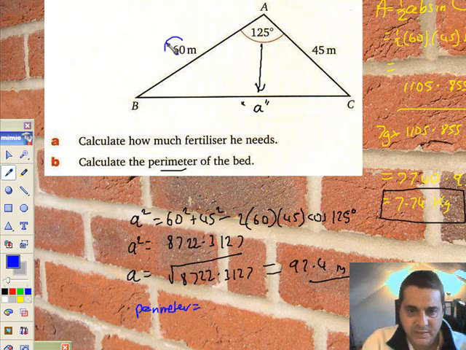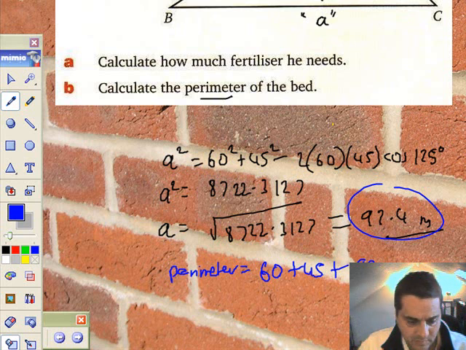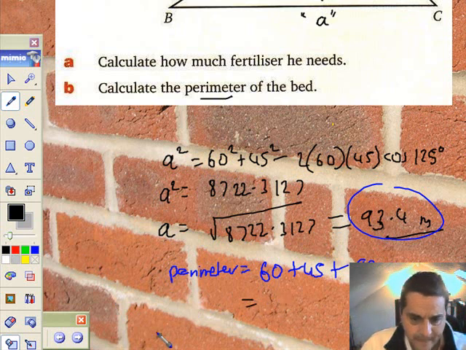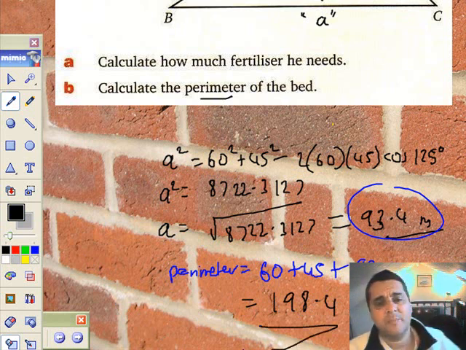So the perimeter is going to be, here's the punchline, the 60 plus the 45 plus the 93.4. Let's just get our answer right now. So I've got that plus 60 plus 45, I have got 198.4 meters. That is the perimeter for the flower bed.